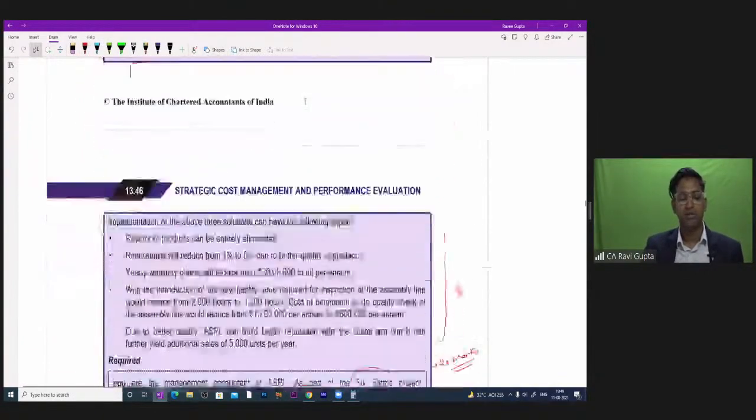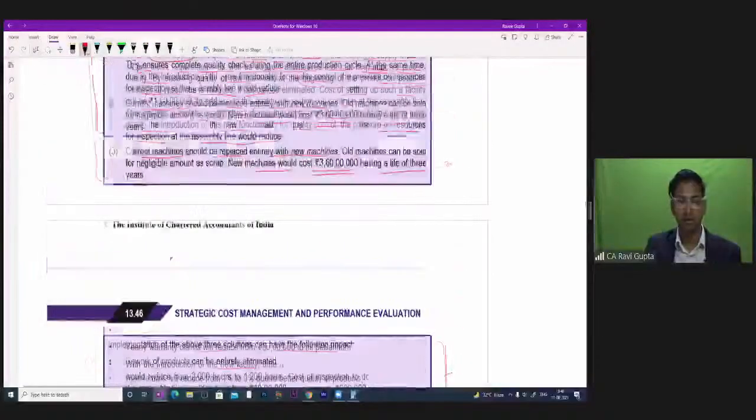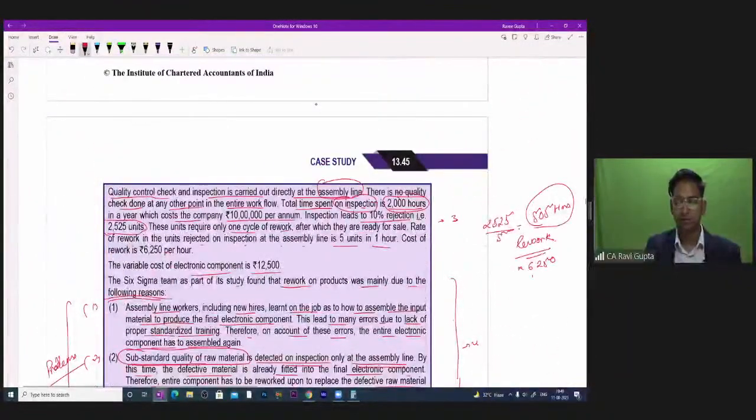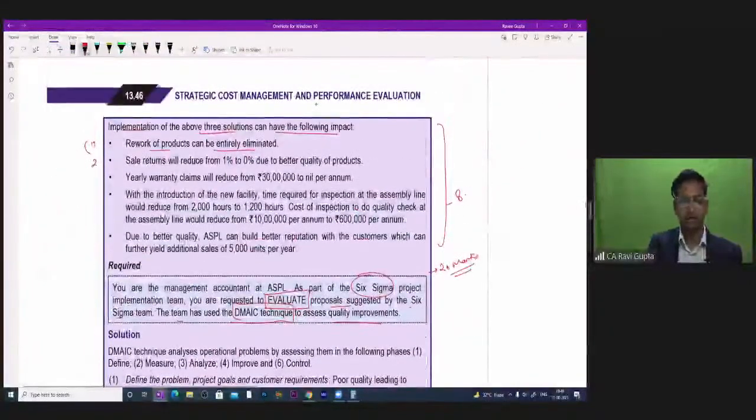Right. So these are the three solutions. Implementation of the above three solutions can have the following impact. Number one, rework of the product can be entirely eliminated. See how many hours we were doing the rework, 5 hours multiplied by 6250. So definitely we will be able to reduce that. And second, sales return will reduce from 1% to 0% due to better quality of products.